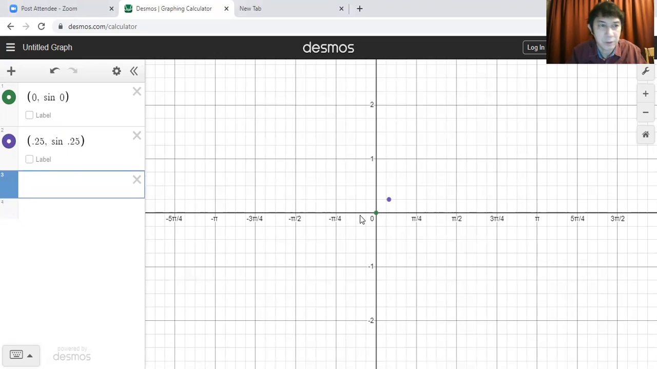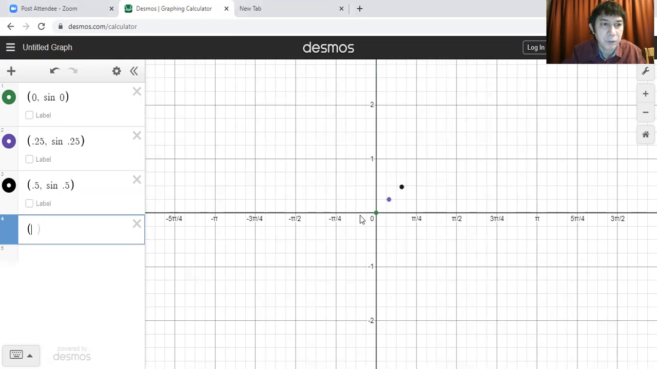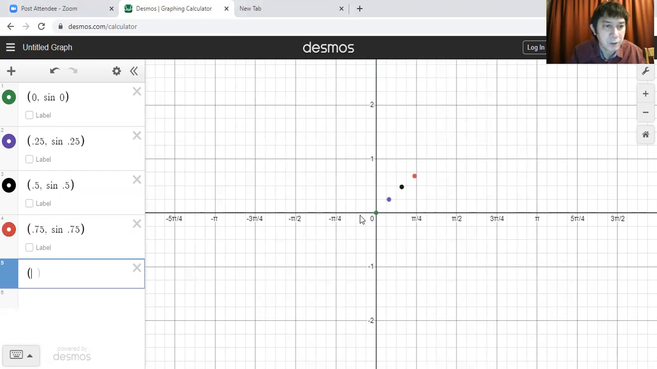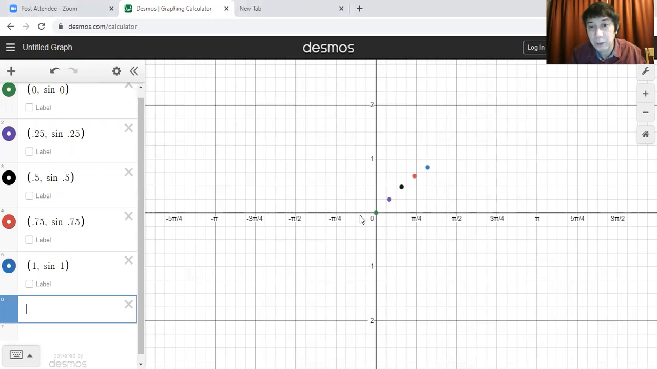And next we shall make use of, say, 0.5, and then sine of 0.5 there. And then 0.75, sine of 0.75 there. Next is, say, 1, and then sine of 1 there. You can take note of the dots on screen, the different color dots. This will form the sine graph.